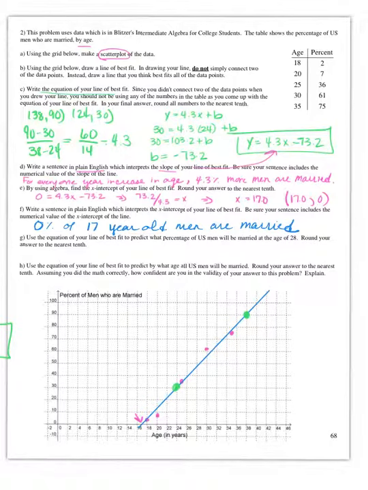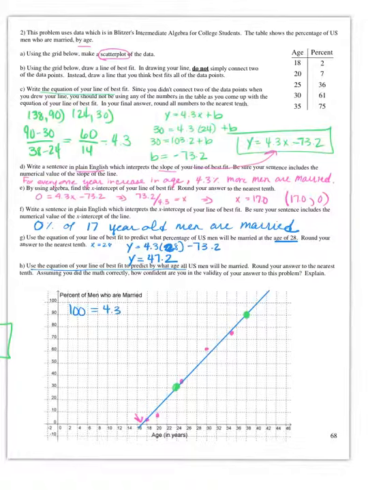Now we can use the equation of our regression line to predict how many men will be married at the age of 28. So we're plugging in 28 for x and using algebra to solve that. You can see it's somewhere between 40 and 50 on the graph. So y is equal to 47.2. So 47.2% of men are married at the age of 28.